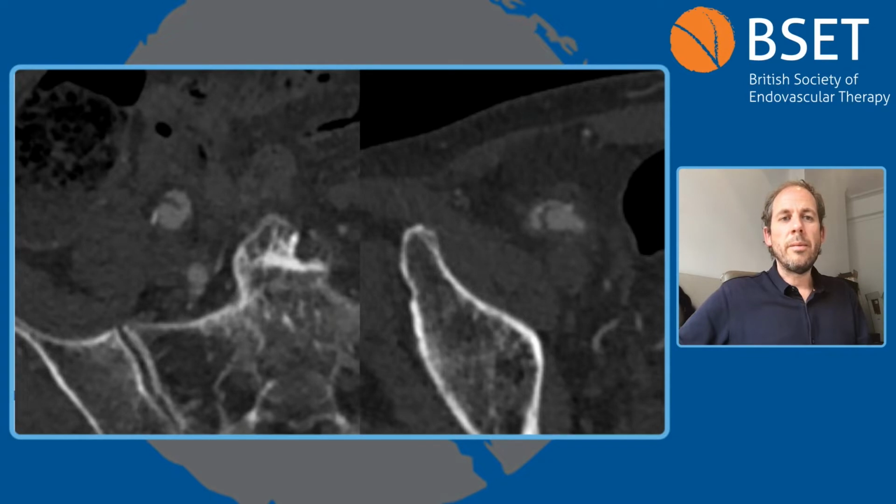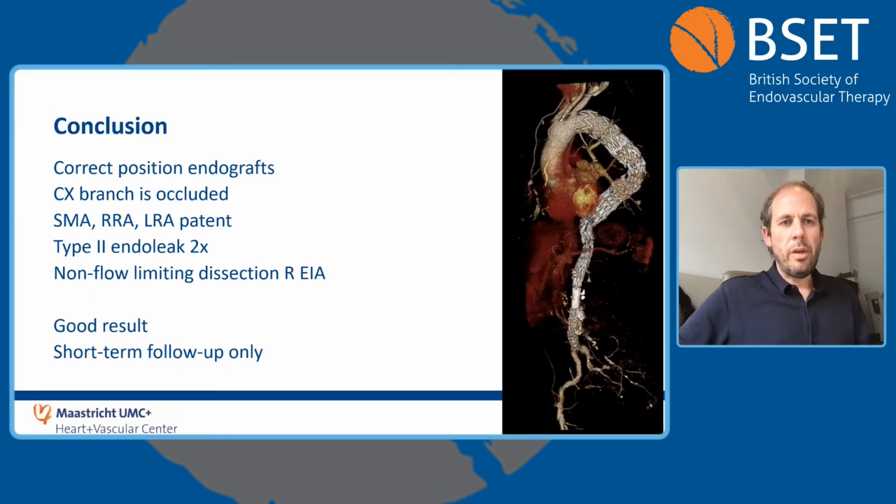And for the fast watchers, there was a dissection in the right iliac axis, which was non-flow limiting. So in the end, we think we had a good result, but short-term follow-up only.